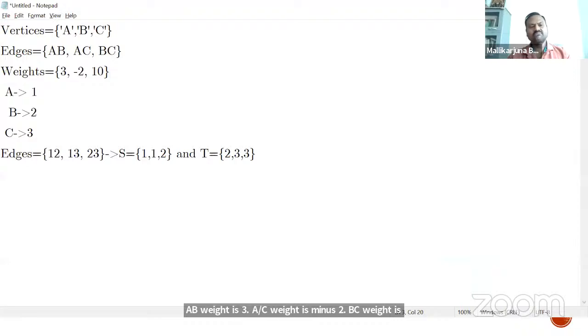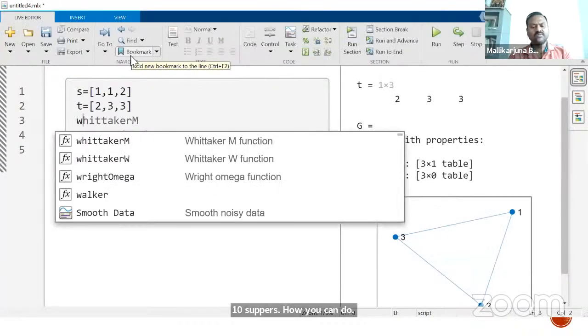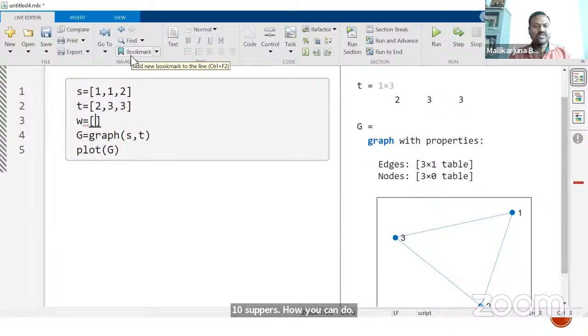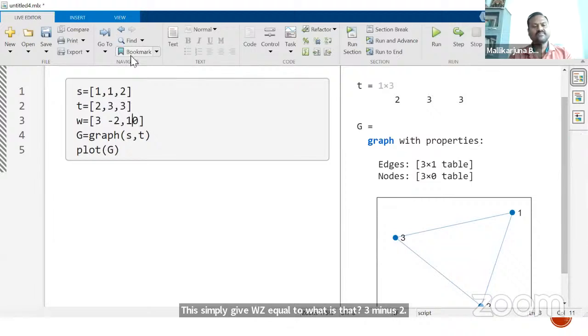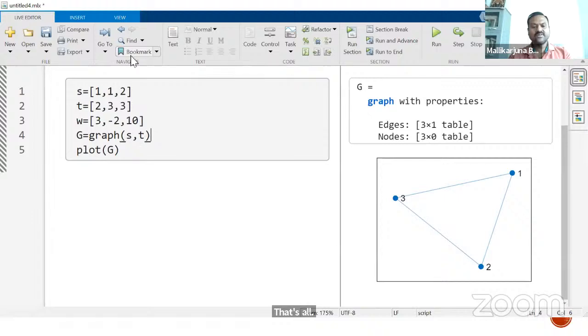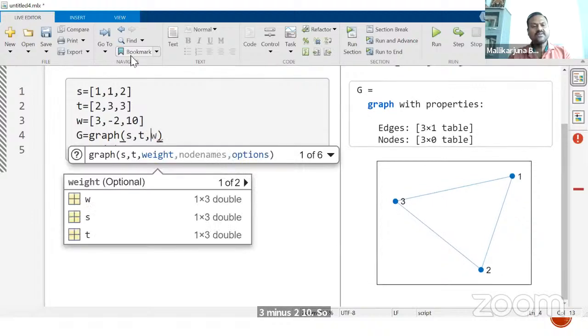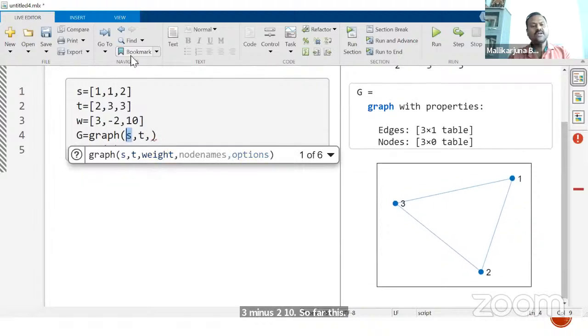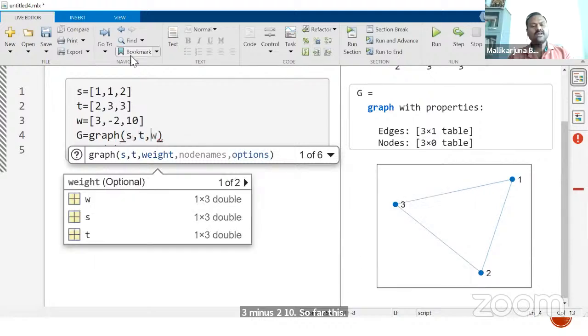How can you give this? Just give W equal to 3, -2, 10. That's all. So for this, we have the starting point, the ending point, and the weights.